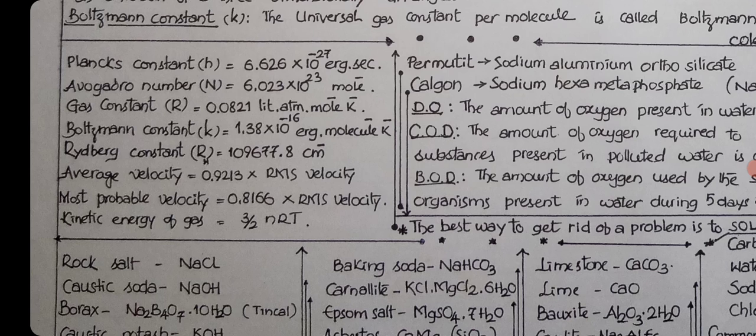Rydberg constant: 1,09,677.8 per centimeter. Average velocity is equal to 0.9213 times the RMS velocity. Most probable velocity is equal to 0.8166 times the RMS velocity. Kinetic energy of the gas is 3/2 nRT. Kinetic energy does not depend on the nature of the gas, it depends only on the temperature.